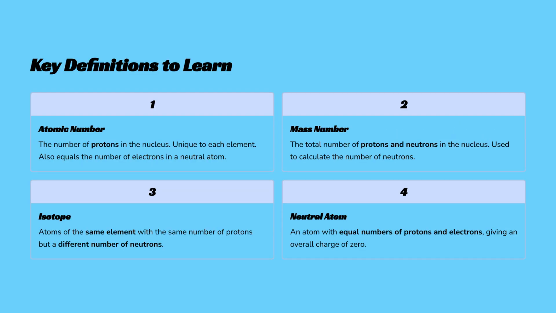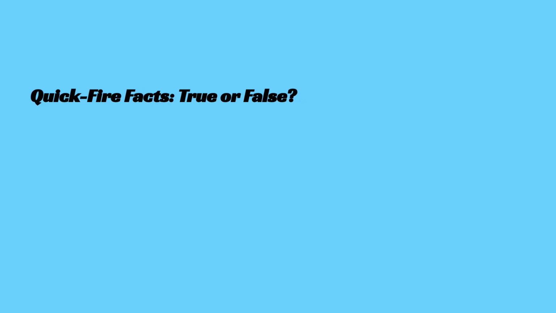Let's review some key terms. The atomic number is the count of protons in the nucleus. It defines the element and equals the electron count in a neutral atom. The mass number is the total of protons and neutrons, while isotopes are atoms of the same element with different neutron numbers. Test your knowledge with these quick-fire facts.